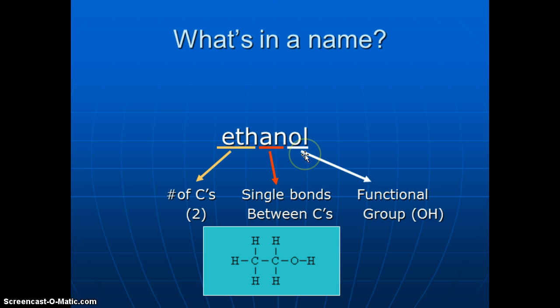And OL tells me something called a functional group, which tells me it's an alcohol, and the functional group is OH. So if I drew this compound, it would have 2 carbons. There would be a single bond between those carbons, and then on one of the carbons there would be an O attached to an H, an OH group.